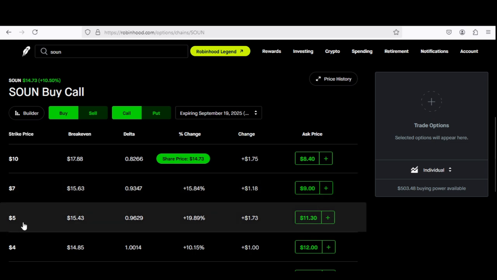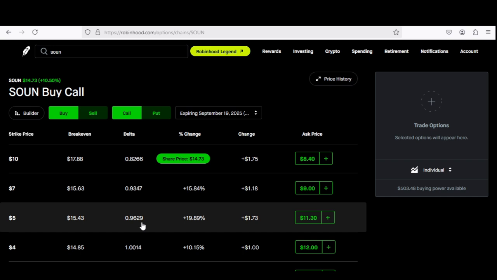So you did see why I chose a $5 strike price, because I did some basic due diligence. Not as much as I should, but that's just basic. So I'm going to pick this strike price, $5. I have a delta of 0.96. Also remember this. We're going to go back to this shortly.